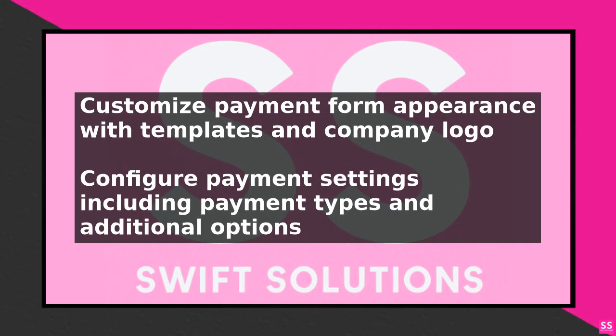Next, you need to configure the payment settings. This includes specifying the payment types you accept, such as credit cards or e-checks, and setting up any additional payment options, like recurring billing or trial periods. You also need to define the transaction settings, including the currency, tax, and shipping options.